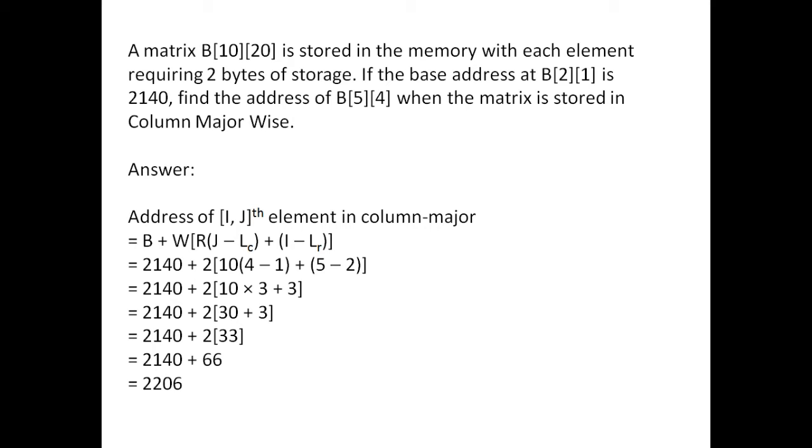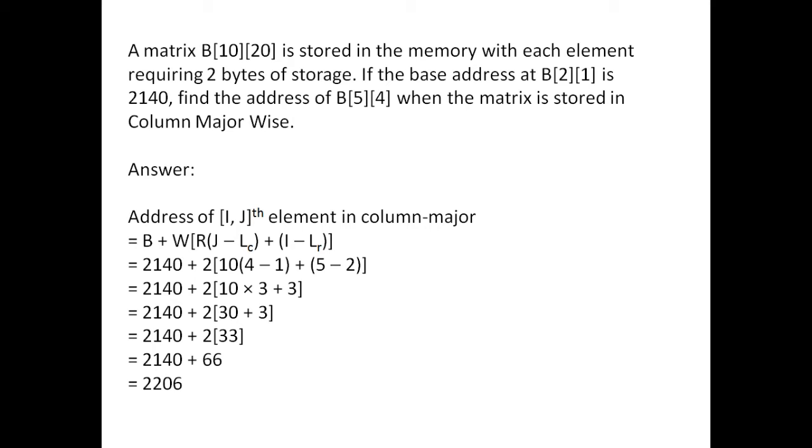Once you remember the formula, use the values: B value is 2140, W is the storage, that is 2. R is the total number of rows, already given as 10, 20: 10 is rows, 20 is columns, so R is 10. I and J are 5 and 4: 5 is I, J is 4. Now the lower column and lower row.